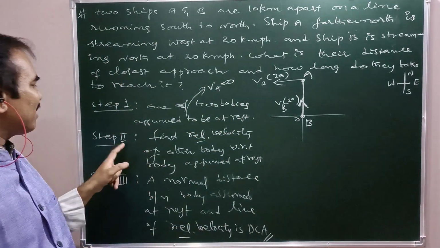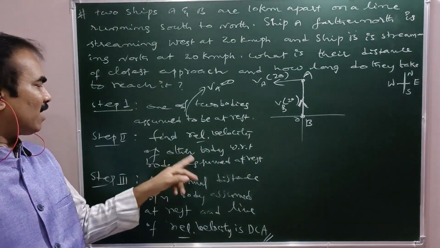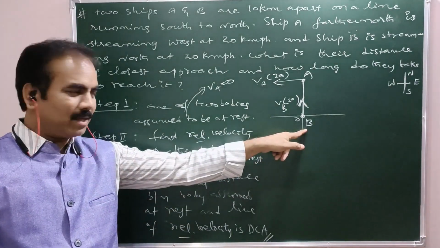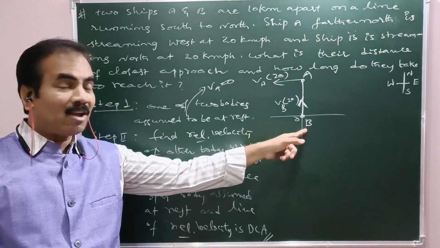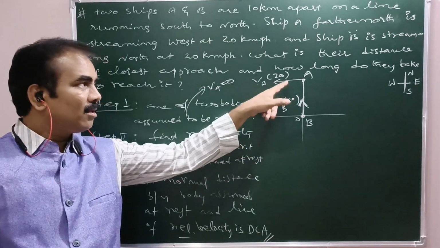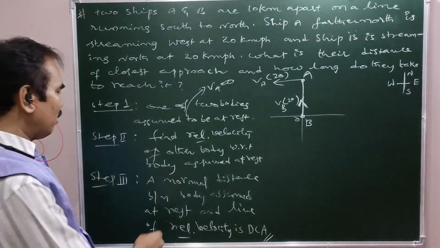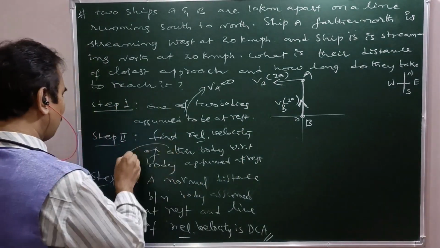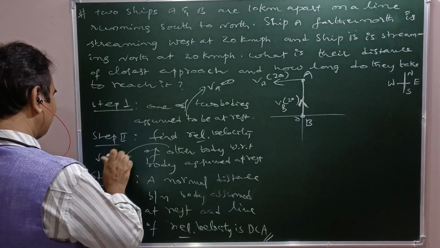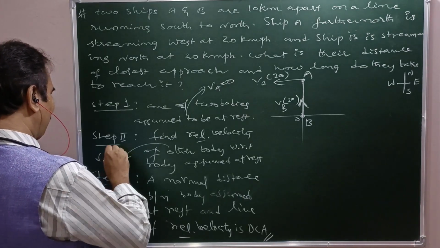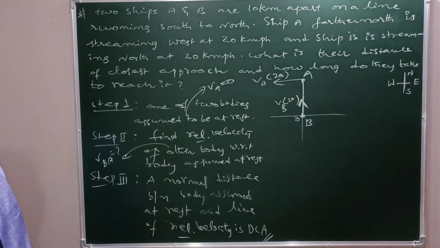Now what is the second step here? Find the relative velocity of the other body, meaning B. So we need to find the relative velocity of the other body B with respect to the body which is assumed at rest, meaning VBA. So we need to find VBA.